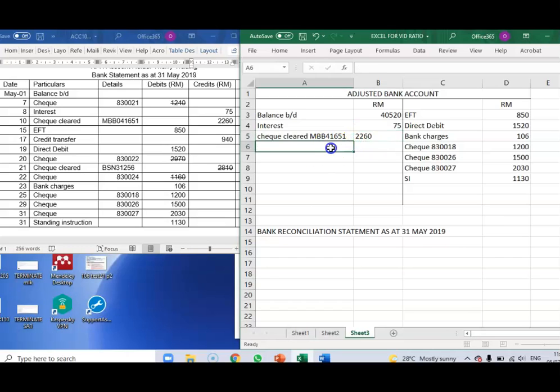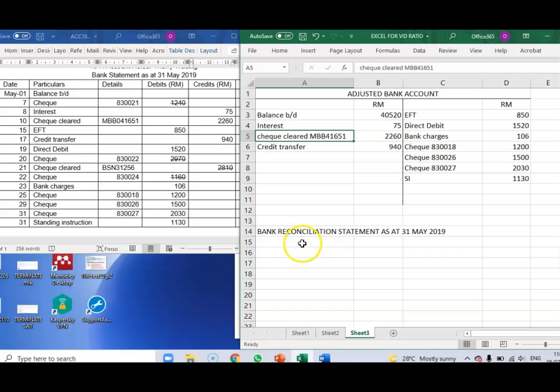You will see. Okay, next is the amount of credit transfer. Credit transfer, and the amount of the credit transfer is 940. Now done. Okay. Then leave it like this. We go to the bank reconciliation statement.